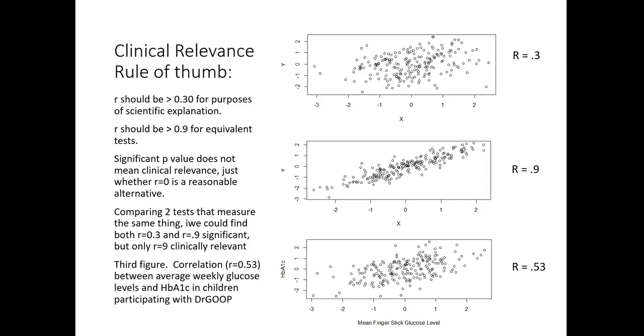Here's our clinical relevance rule of thumb. Now, this looks pretty close to 0, but there is a slight upward slope, and that's what we're calling minimal clinical relevance. It's really not much of a correlation. 0.9 isn't too bad. That's pretty good. And you would expect that in objective measurements. Now, here is a correlation of 0.53.